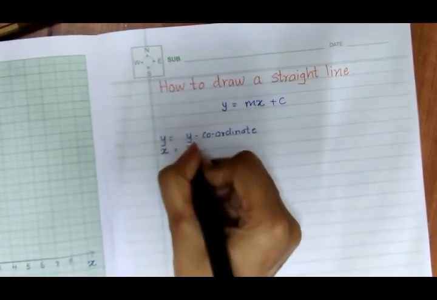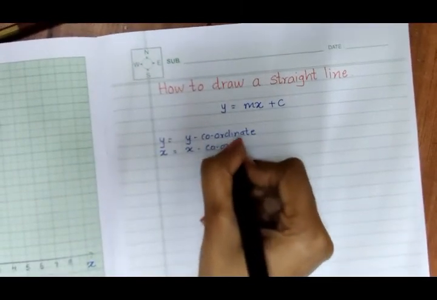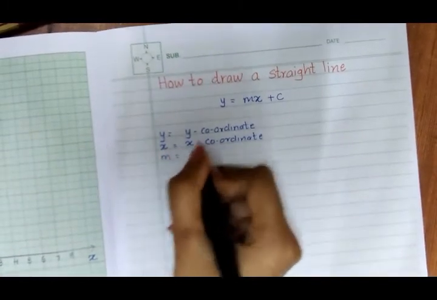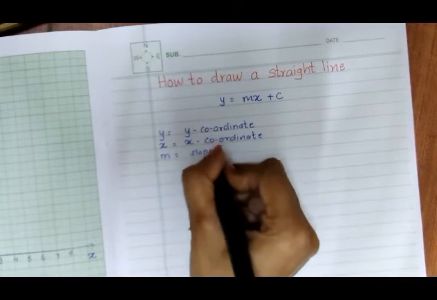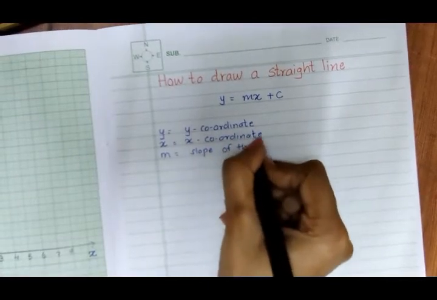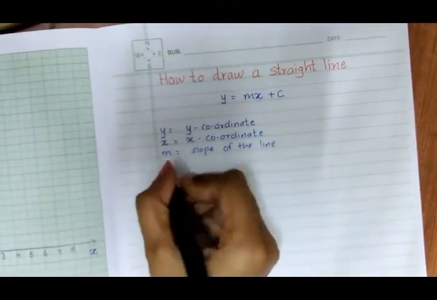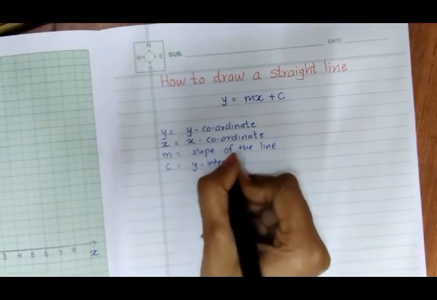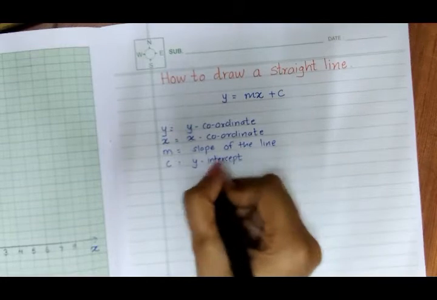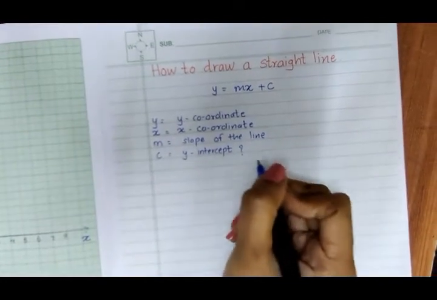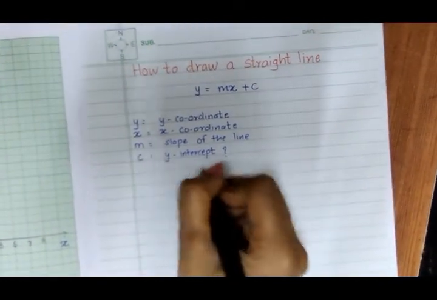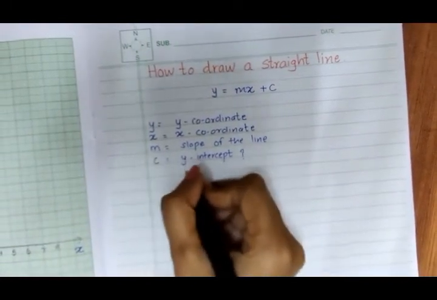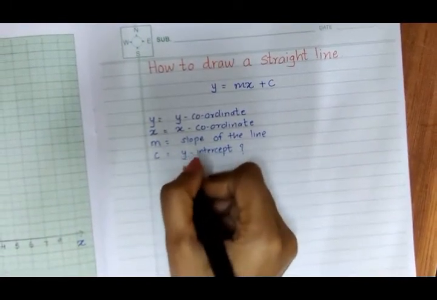X over here is obviously x coordinate. M means slope of the line. And c is the y intercept. Now y intercept means what? The question will now arise in your mind. Y intercept means where line touches y axis. So I'm just writing this for your understanding.